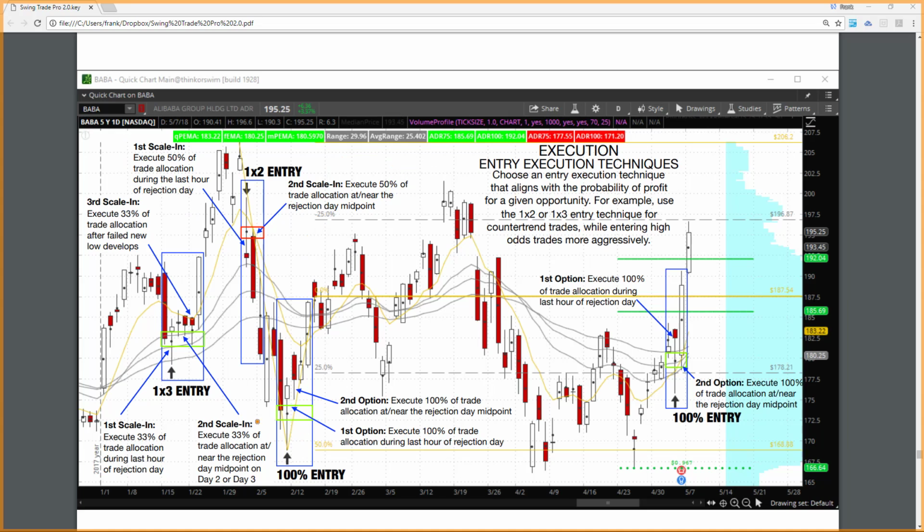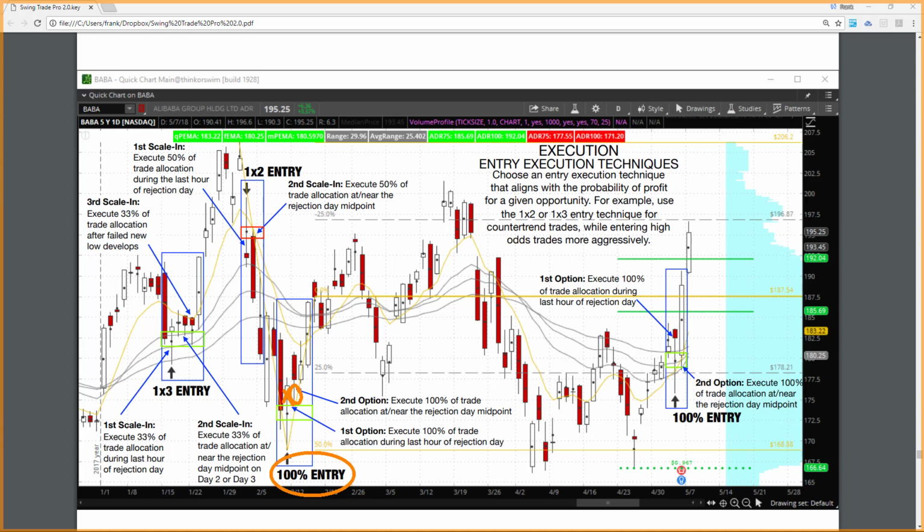Over here, this rejection day right here was significant because it took out recent lows, took out those lows, took out these lows, and it also coincided with a major area of support, the CLVN, which is up to about 165, 166. So it came into a great area of support. In that case, perhaps I don't want to scale in. I want to enter the entire allowable trade allocation on this day. Or I could enter the entire allowable trade allocation on the pullback the next day.